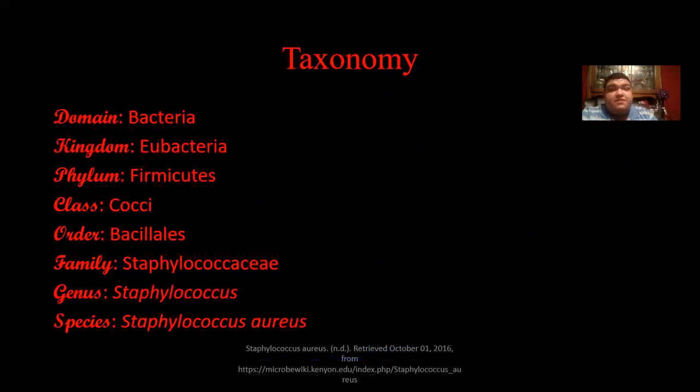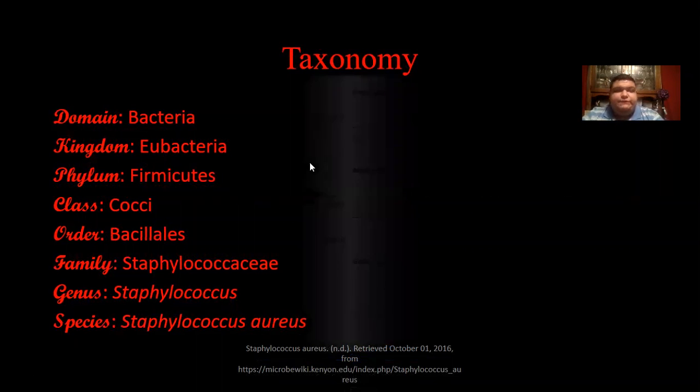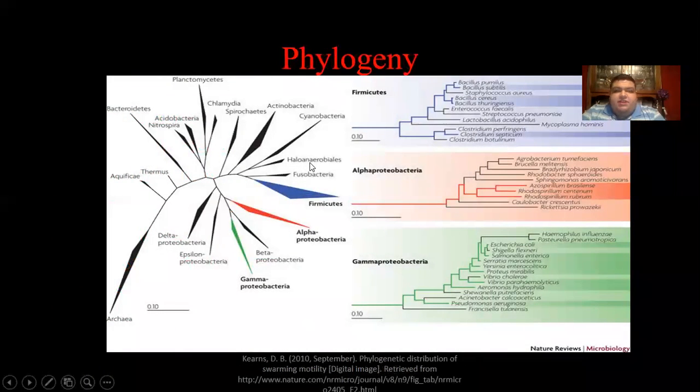Here's the taxonomy of the bacteria. As you can see, I have included the domain, kingdom, phylum, class, order, family, genus, and species. So here's a phylogeny chart, which I admittedly had trouble finding a quality one, but I think this is a pretty valid source here. And this is divided by the different types of bacterium. As you can see here, it's in phylum Firmicutes, and here's our Staphylococcus aureus, along with the other types of bacterium.